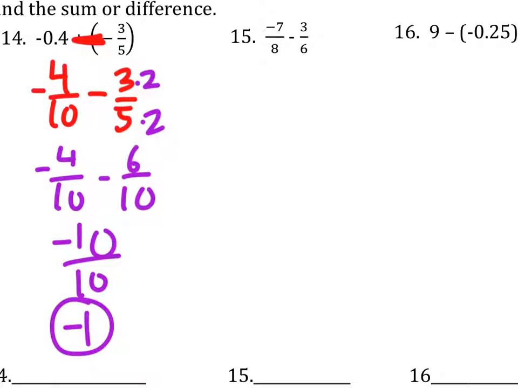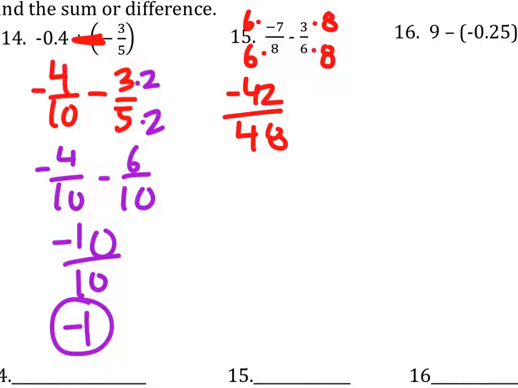On number 15, we're going to need a common denominator. Some of you know you can simplify that 3/6. That's okay. Otherwise, we're going to have to use a common denominator of 48. So the 6 times the 8 and 8 times 6. So we'll multiply the numerators by the same number. That gives us -42 over 48 minus 24 over 48.